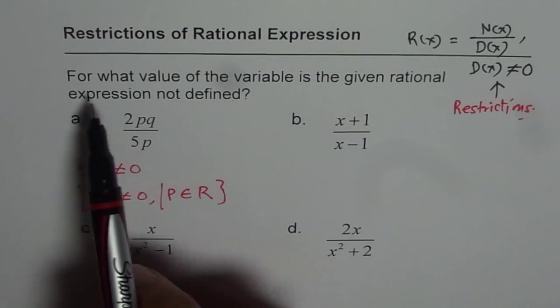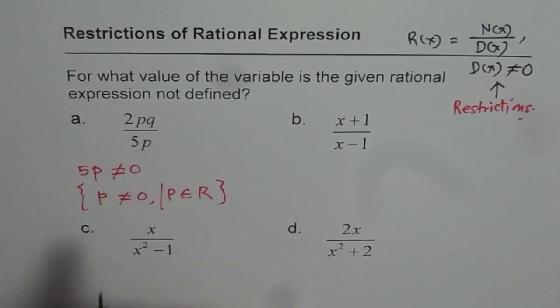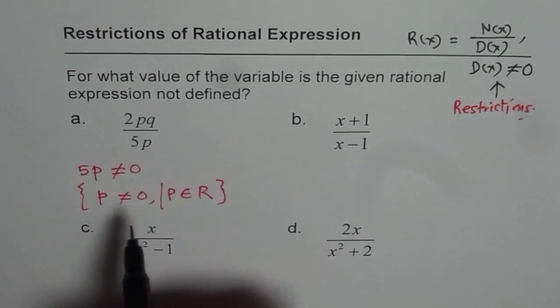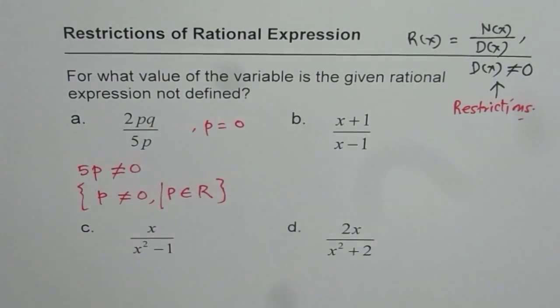If the question is for what value of the variable is the given rational expression not defined, so the answer is it is not defined for p equals 0, right? So it is not defined for p equals 0.